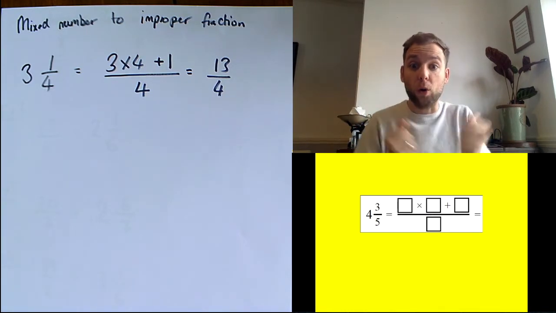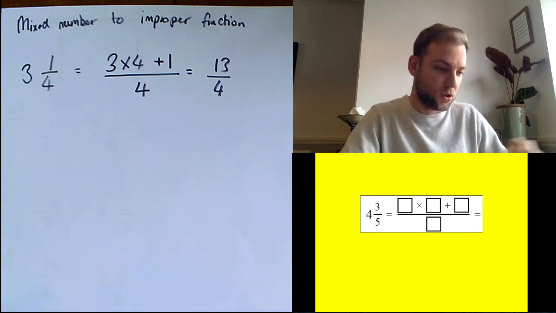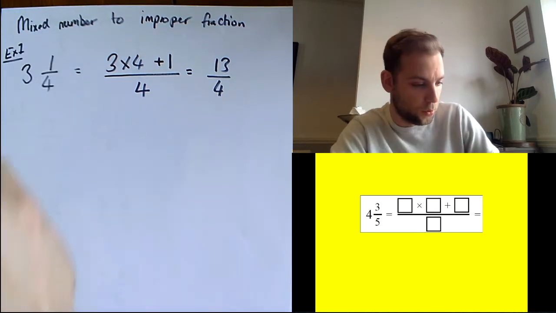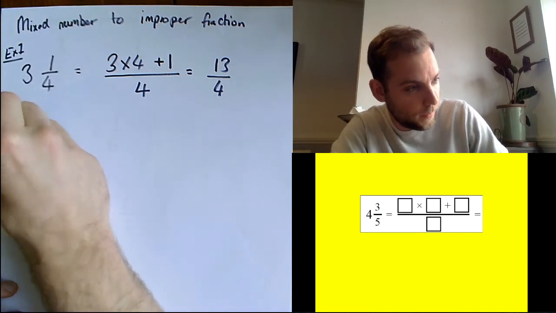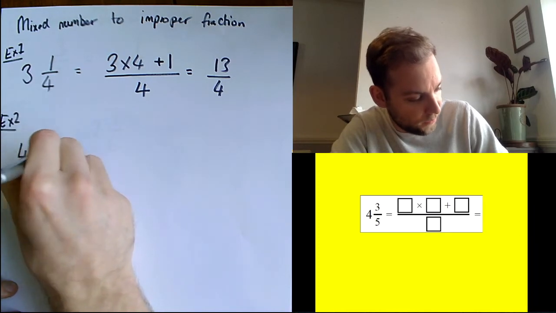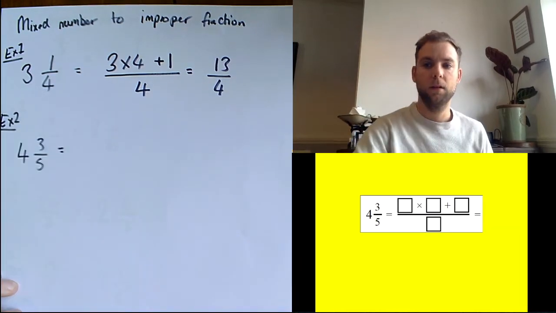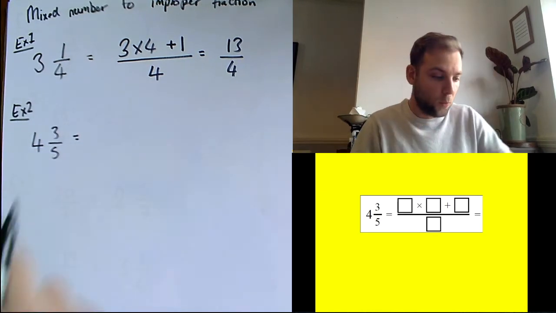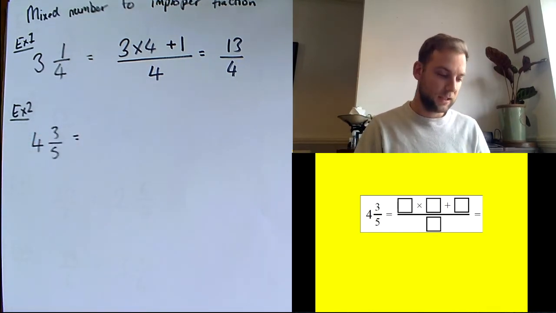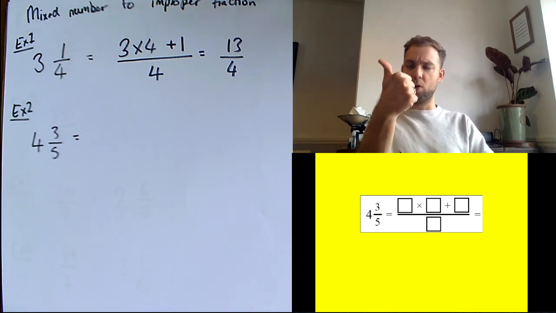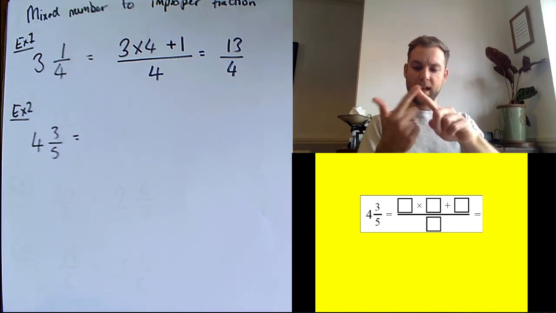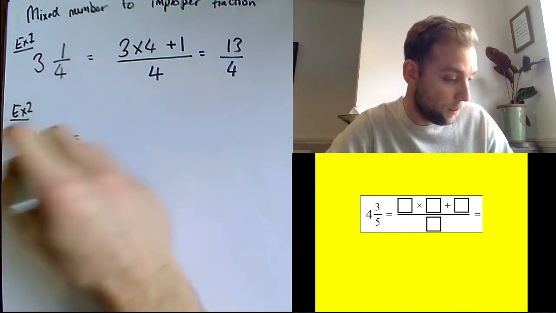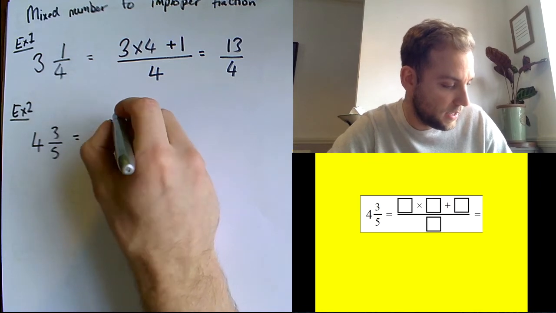So I've got 4 wholes which are split up into 5. Remember, this was here as example 1. Make sure that's in your notes. If you need to pause, then pause. Example 2, and here I've got 4 and 3/5. So I've got 4 wholes which are split up into 5. So 4, 8, 12, 16, 20. Okay, so that's 20 plus the 3 is 23.